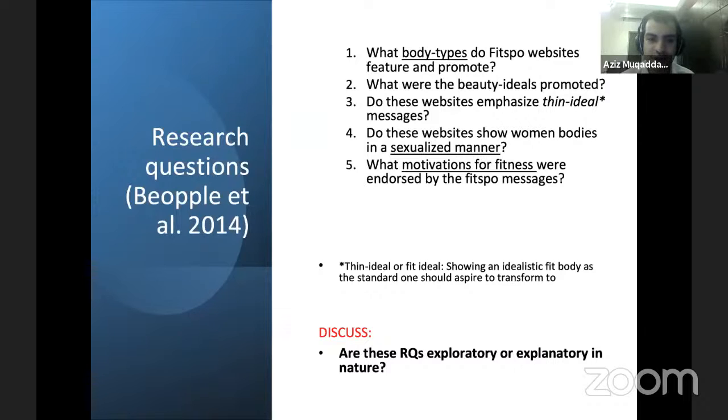If you look carefully at the questions, they're saying what. They have what questions. They don't have why questions, right? So what body types do these websites feature? You're exploring what's being promoted. Anna, or anyone actually, could you give an example of an explanatory question? If you want to make any of these an explanatory question, what would you ask?